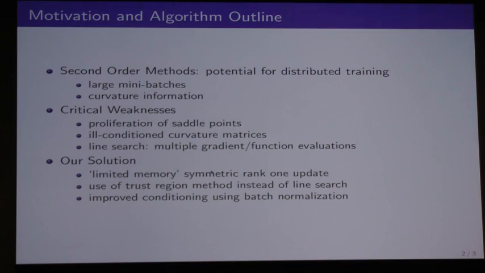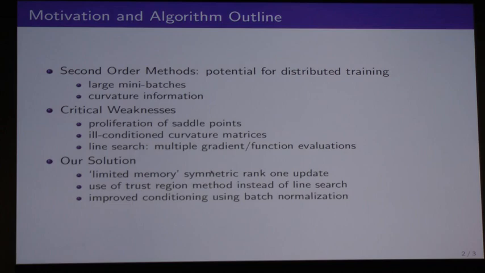LBFGS is probably the most popular quasi-Newton method used in machine learning. But in the literature, at least three critical weaknesses have been identified with respect to its application. There is a proliferation of saddle points in the objective function, which, due to the positive definite Hessian approximation used by LBFGS, causes it to get stuck. There's a problem with ill conditioning of the curvature matrices, and there's the issue that LBFGS uses a line search, which involves multiple gradient and function evaluations.